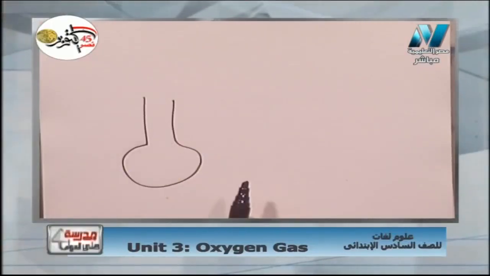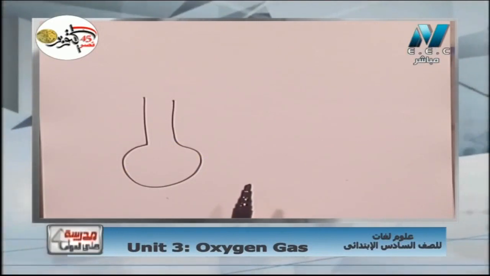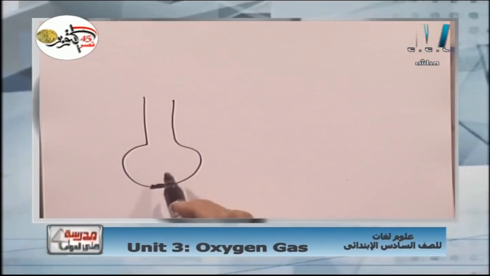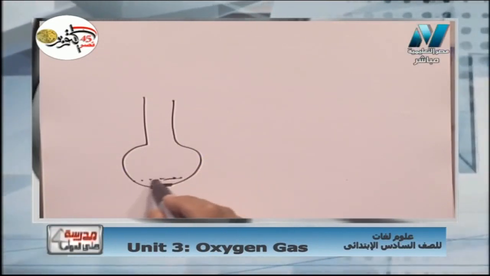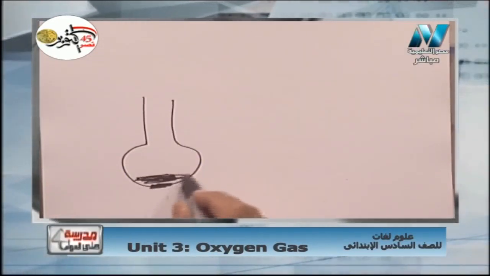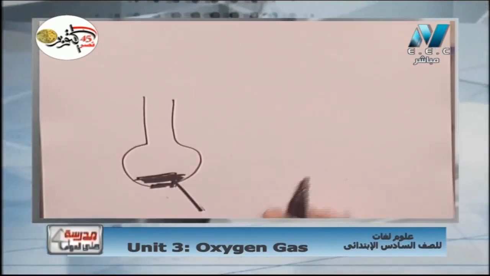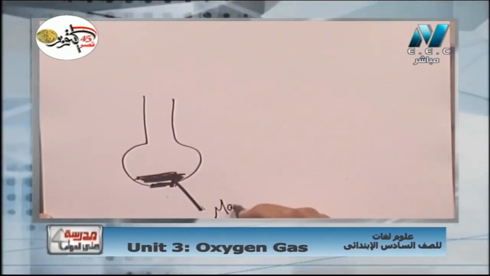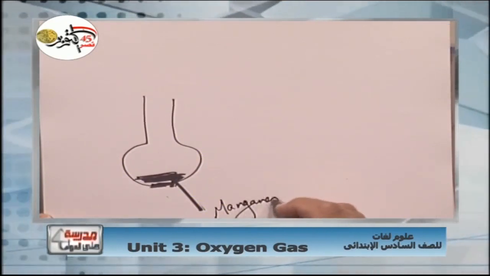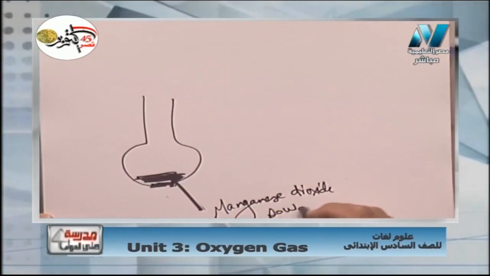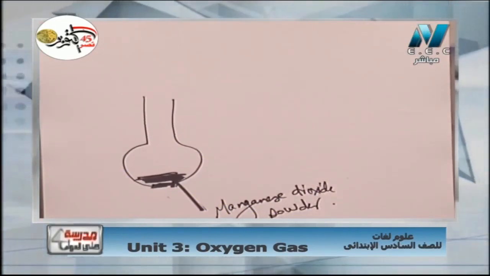I will prepare, or I will get, a flask. We will get something called a flask in the lab with our teacher. Okay, and I put in it at the bottom a substance that is really black in color. We will call it manganese dioxide powder.